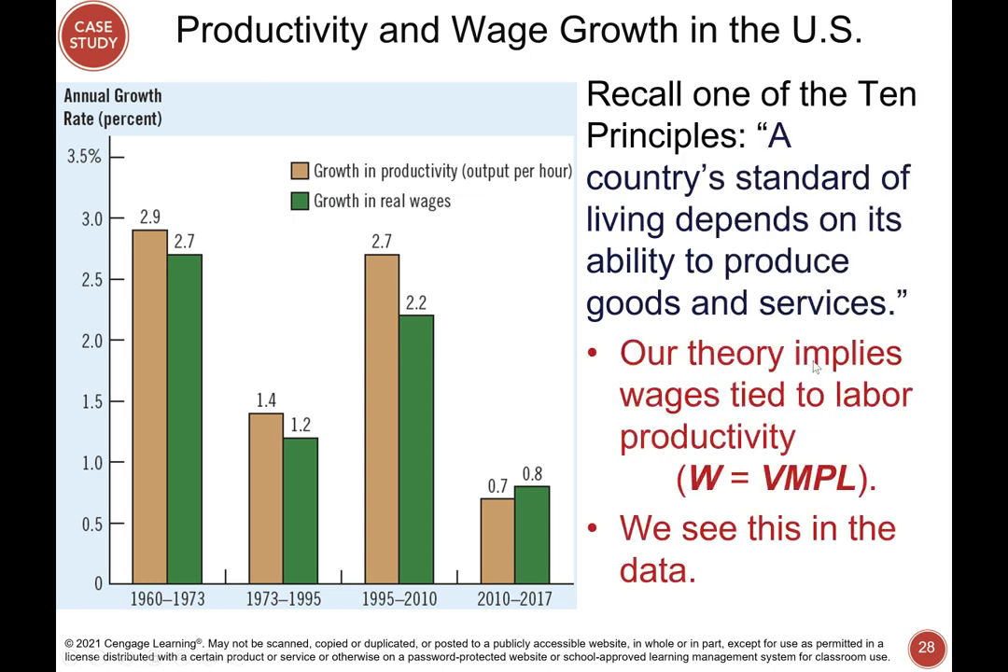Productivity and wage growth in the United States. Recall one of the 10 principles: a country's standard of living depends on its ability to produce goods and services. Our theory implies wages are tied to labor productivity. That is, W is equal to VMPL. We see this in the data also.